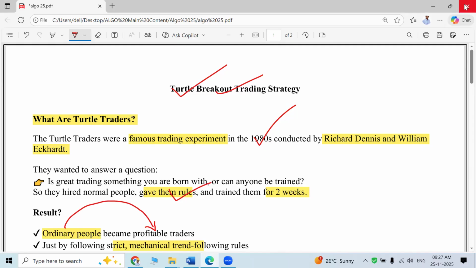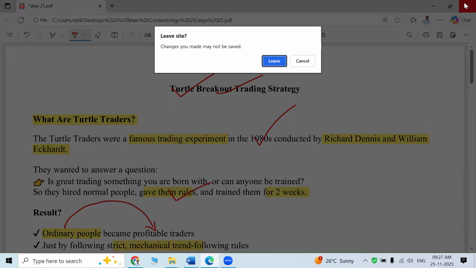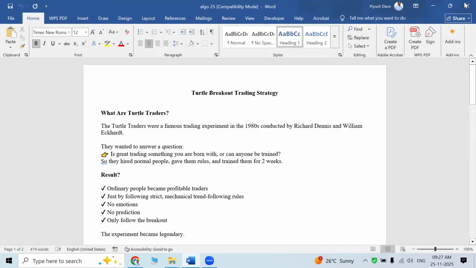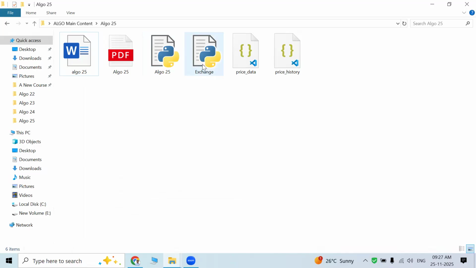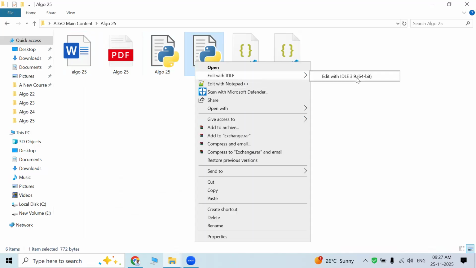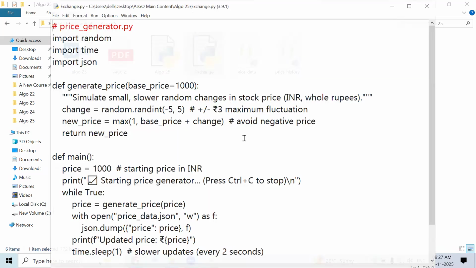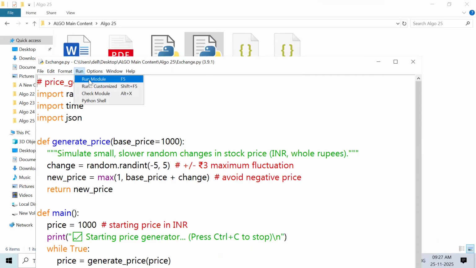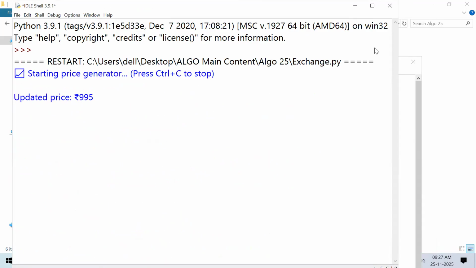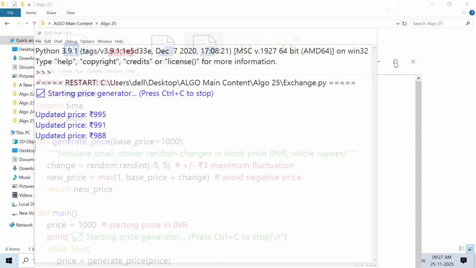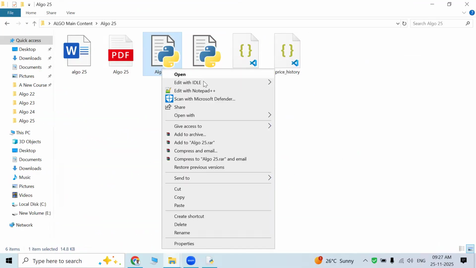So now let me show you the actual simulation environment where we are going to trade with this kind of strategy. This is my exchange, which keeps on changing the price randomly. We have no control over it. Okay, the price has started changing and now I'm going to start my algo. That's the turtle algo.